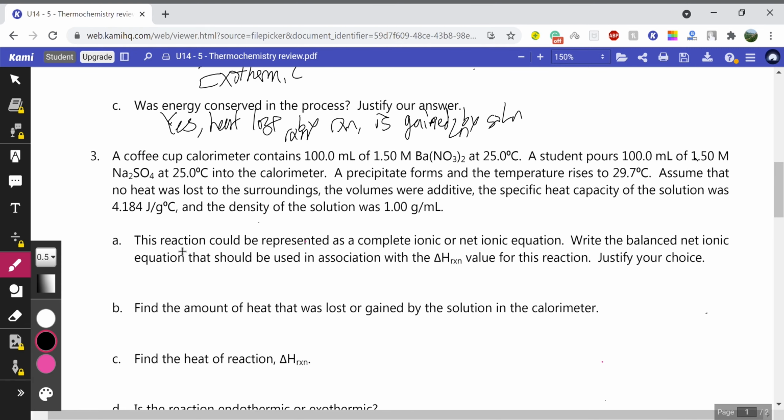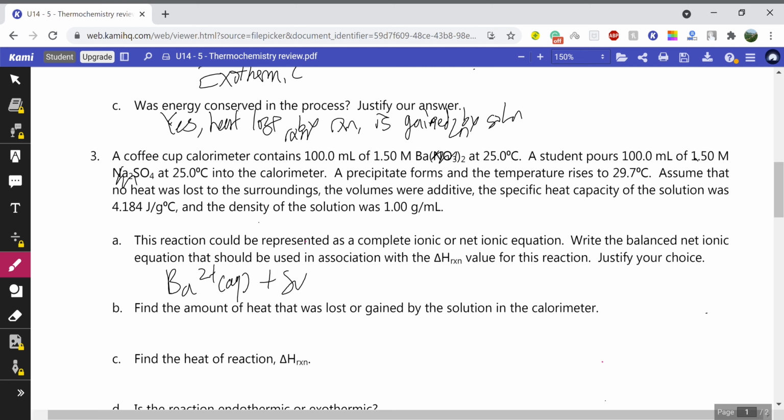So the net ionic equation will remove anything that is a spectator ion, which is a weak conjugate. HNO3 is a strong acid, so NO3 minus is a weak conjugate base, and the same goes for Na. So our net ionic equation will be Ba2 plus aqueous plus SO4 2 minus aqueous, making BaSO4 solid plus heat.